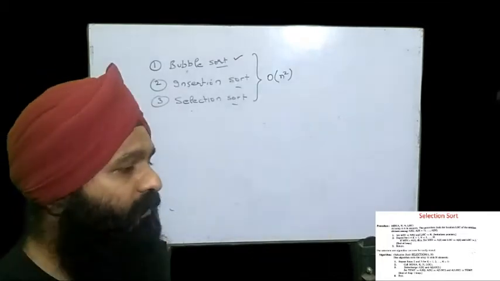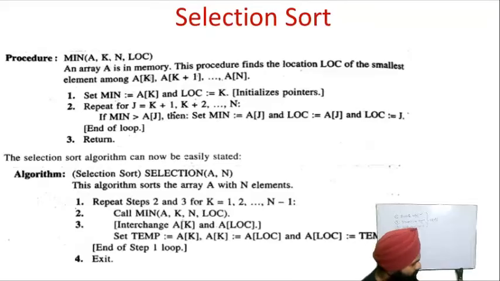So now let's move to the algorithm of selection sort. So in a selection sort, here repeat step 2 and 3. So 2 and 3 is in a loop, and here k varies from 1 to n minus 1.